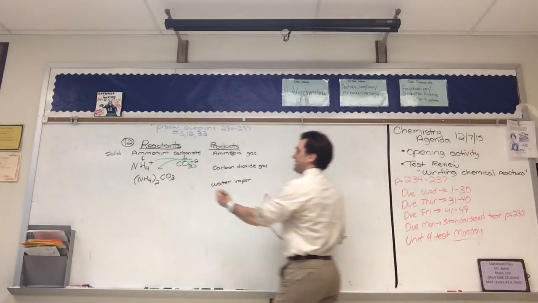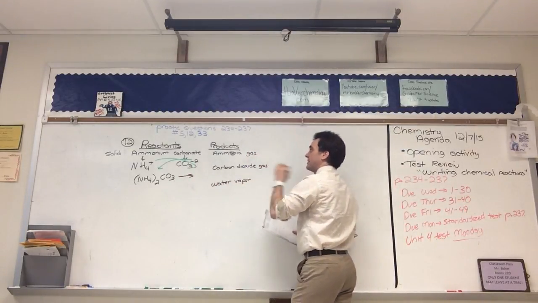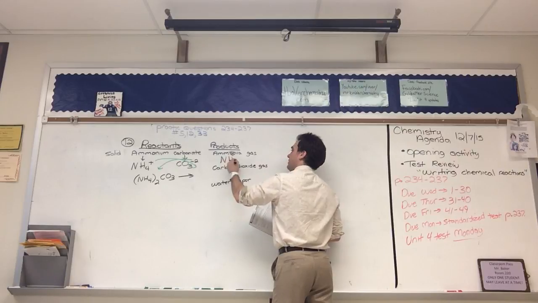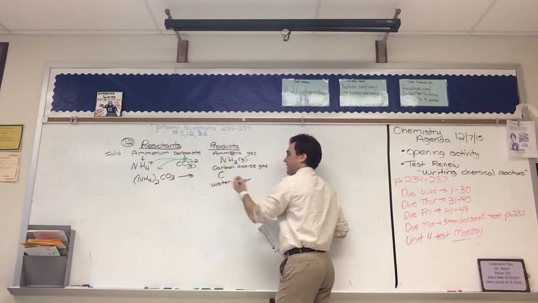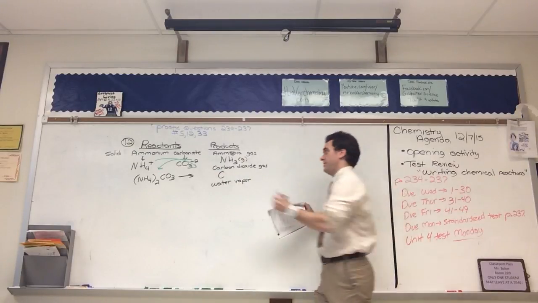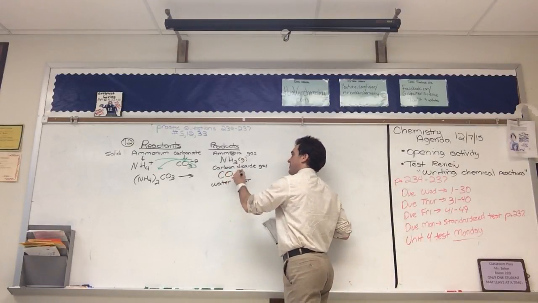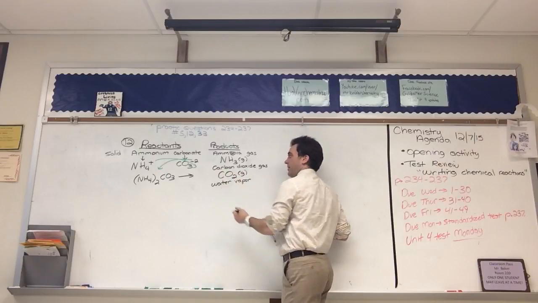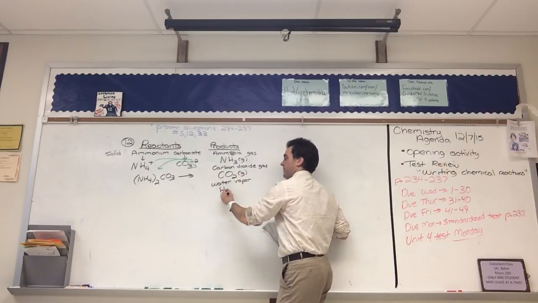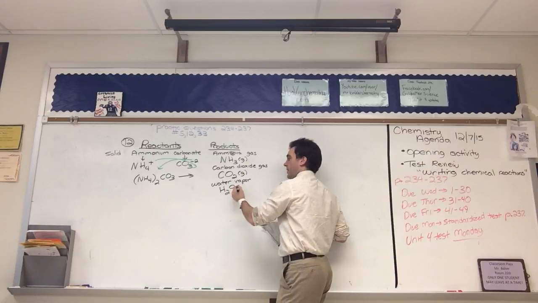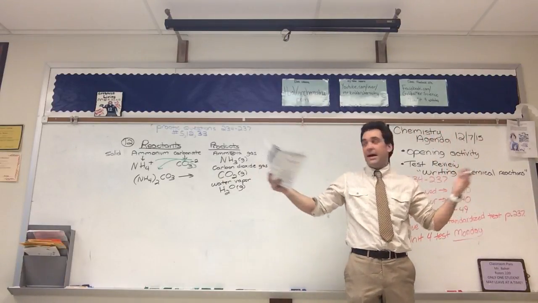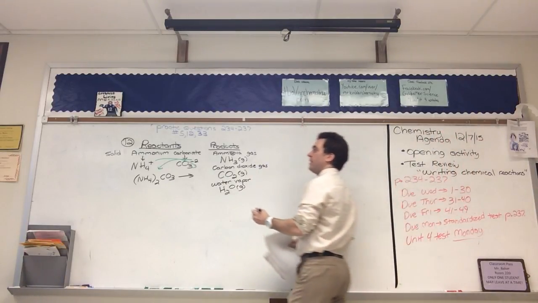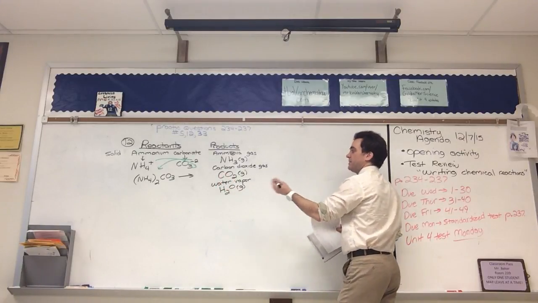So we have the reactants, and we have the products. Ammonia gas is NH3. What's carbon dioxide gas? You guys know that. CO2. Di means 2. Water vapor is what? H2O what? No, G. Water vapor. So vapor is gas. From here, all we have to do is rewrite it.